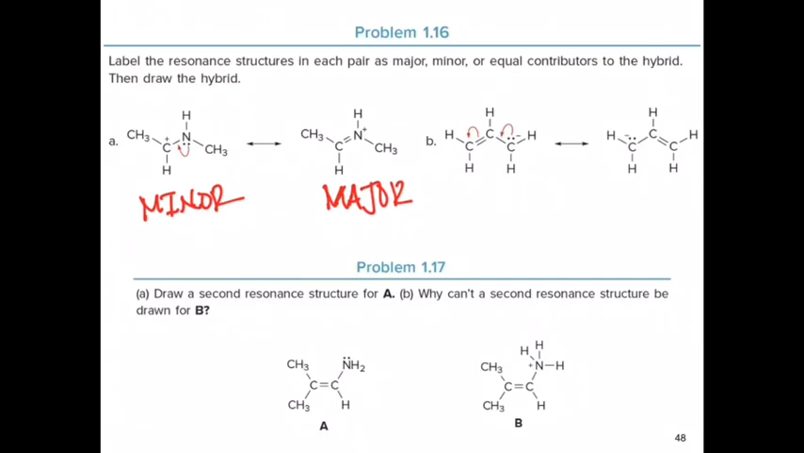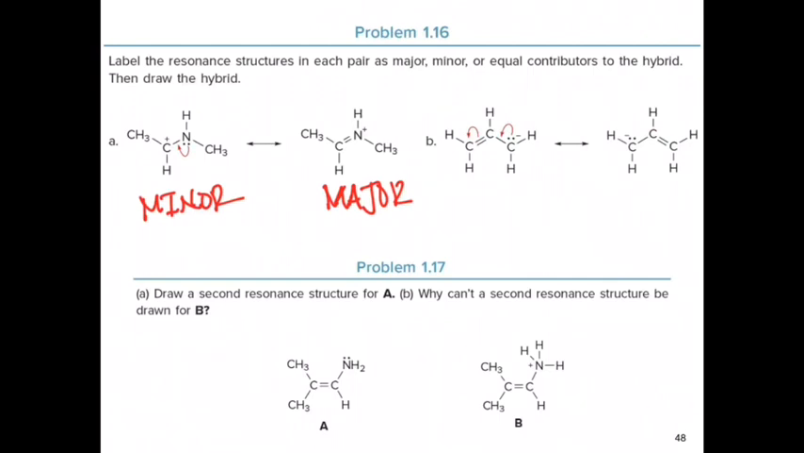All right, what about for B? For B, we have 1, 2, 3, 4, 5, 6, 7, 8 bonds, and the one on the right has 1, 2, 3, 4, 5, 6, 7, 8 bonds as well. And so now what we need to look at is the charges. Which one has a fewer number of charges? Well, they both have negative charges, and so these two resonance structures are equal contributors. And so the hybrid would basically be a combination of both.